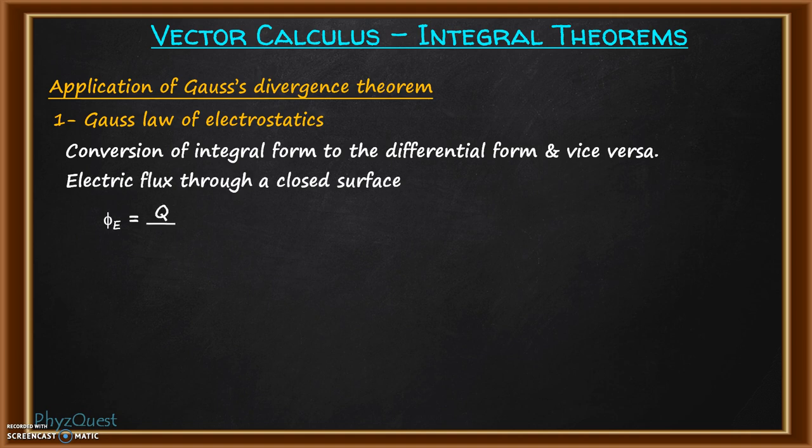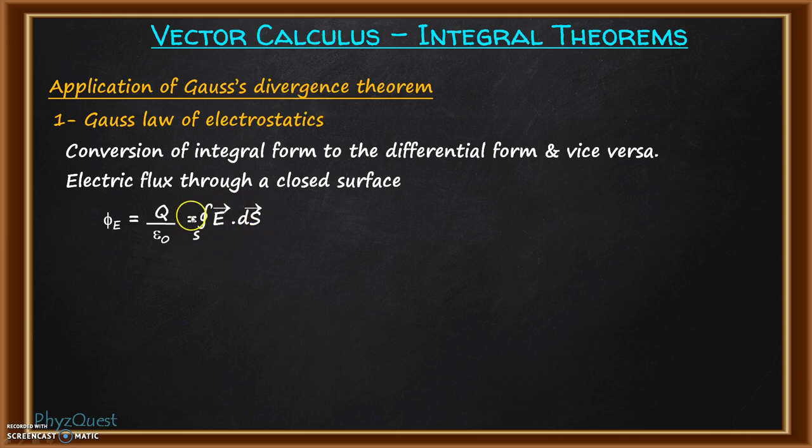Now Gauss law of electrostatics basically shows you the electric flux through a closed surface, which is represented as phi E, which is Q by epsilon 0. Q is your total charge. Now this is equal to the integration over a closed surface of E dot dS. E is your electric field. Now this is an integral form. We have to convert it into a differential form. So for that we can use the Gauss divergence theorem.